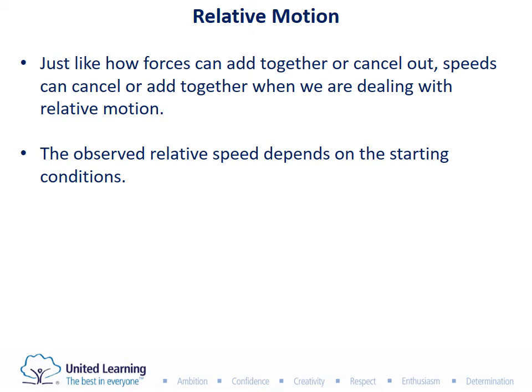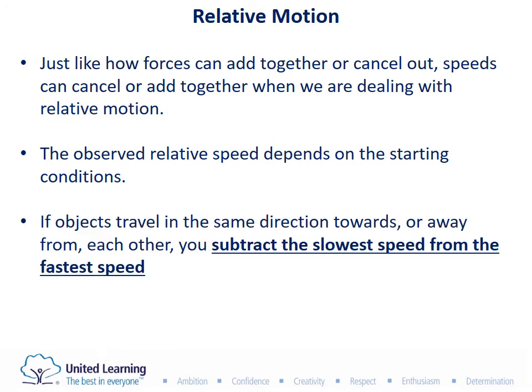When you're in a moving car, you see something different when you look at an object to, say, somebody who is stood on the side of the road watching the same object. They would see it moving incredibly fast, where you see it moving incredibly slow. So, if objects travel in the same direction towards or away from each other, to calculate the relative speed, you subtract the lowest speed from the fastest speed. Alright, so that's if they're travelling in the same direction towards or away from each other.